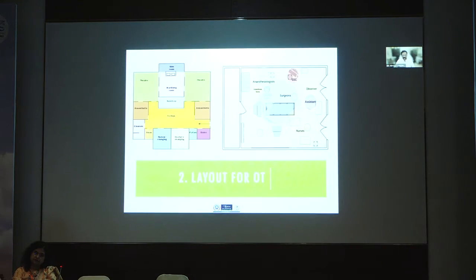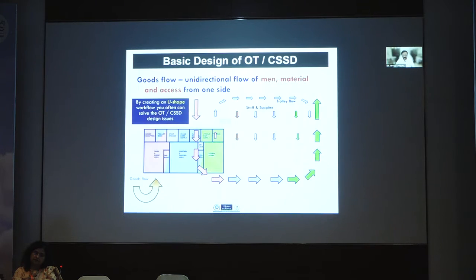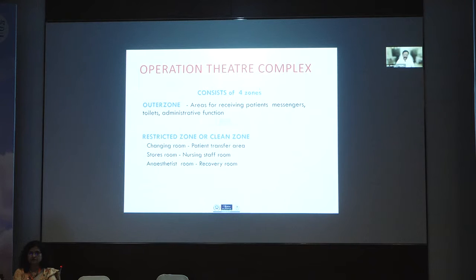as the transportation requirements. So the layout generally should follow the unidirectional flow of men, material and access from one side. So there should not be mixing of sterile and unsterile product as well as areas. So ideally, an operation theatre complex should consist of 4 zones.